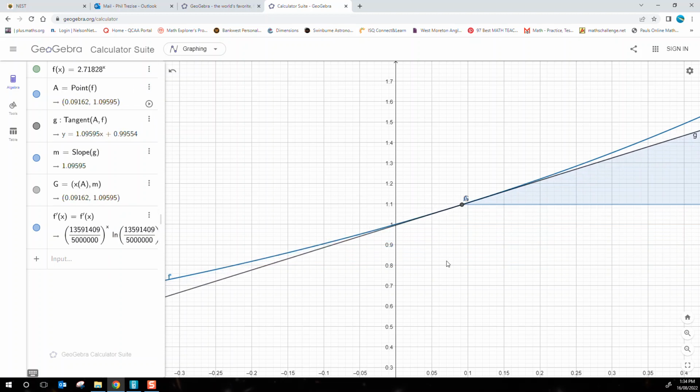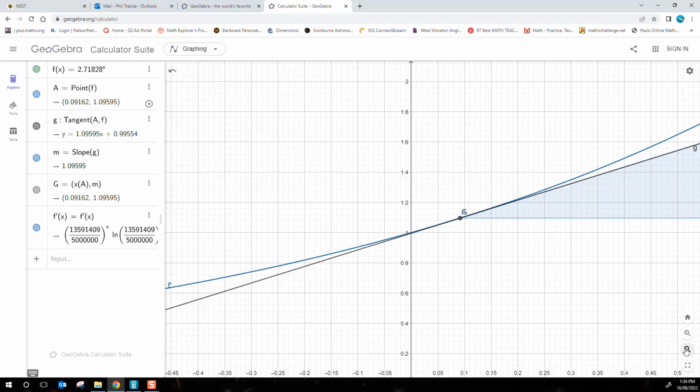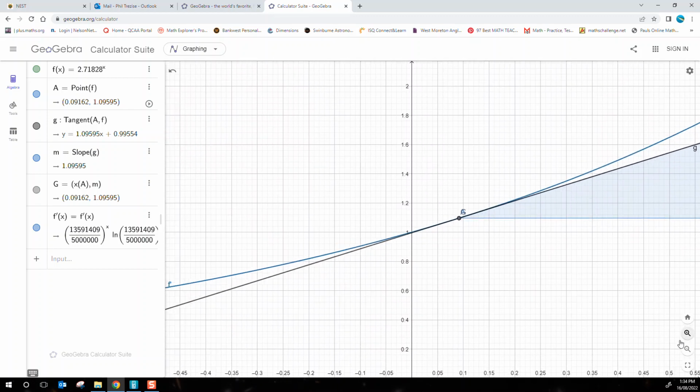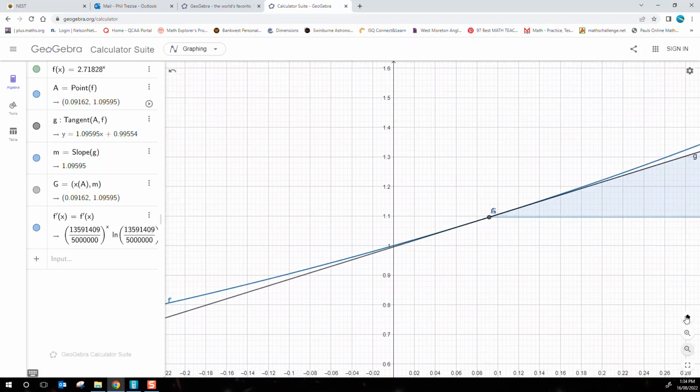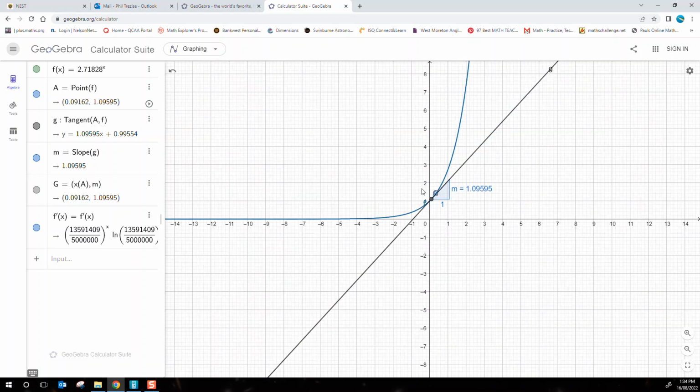So it turns out, if I just zoom back a little here, oh, I've gone wrong, hit the home button. It turns out that if I have this function e to the power of x, the derivative is the same.